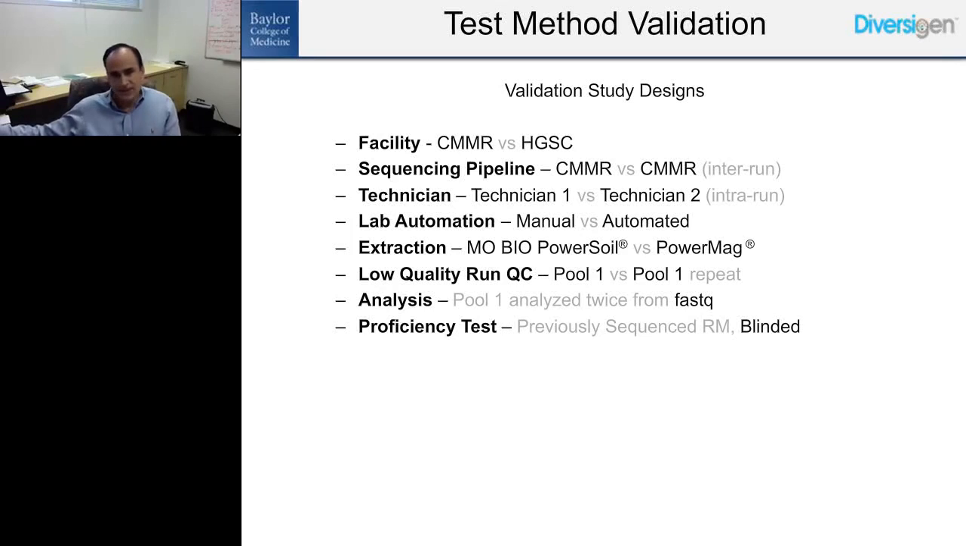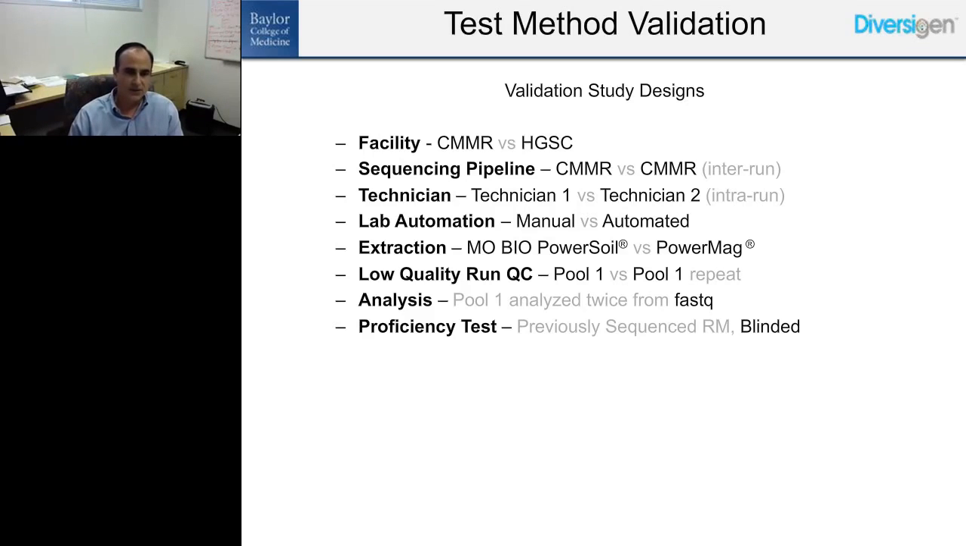So this slide is a snapshot of the validations that we ran in our accreditation process. At the top would be the facility as a whole. We would sequence a pool at the CMMR and then we send that same pool to the Community Sequencing Center here at Baylor and have them sequence, and then we compare the two data sets. Next would be validating the sequencing pipeline. So we would simply, as I indicated earlier, repeat a sequencing of the pool. That would be CMMR versus CMMR.